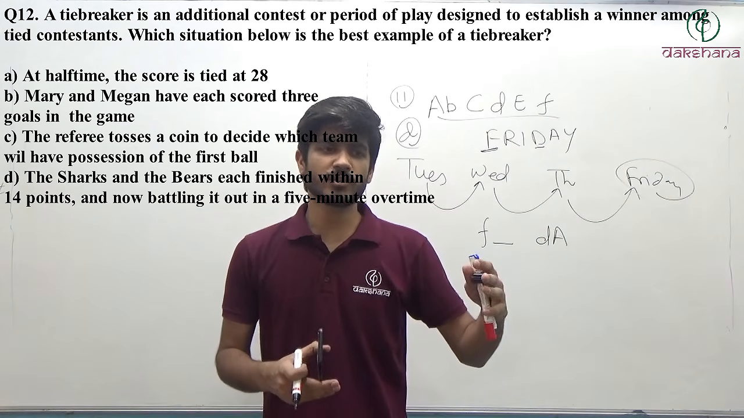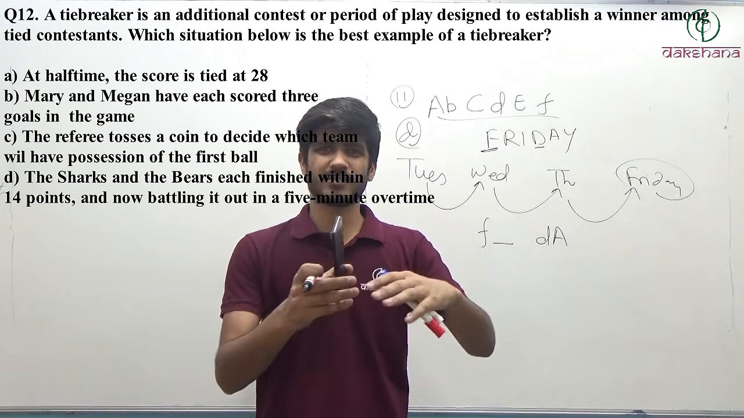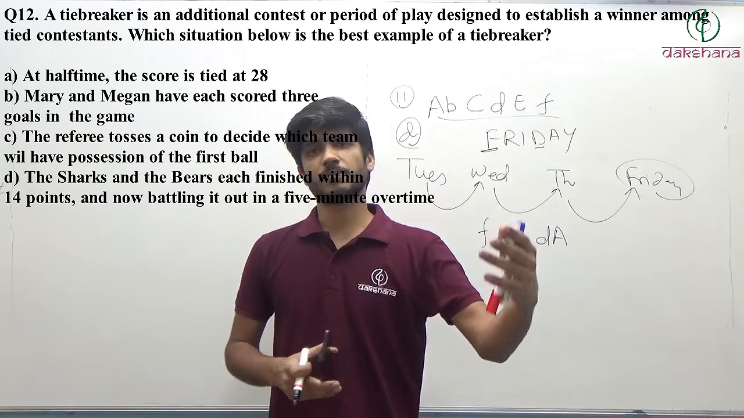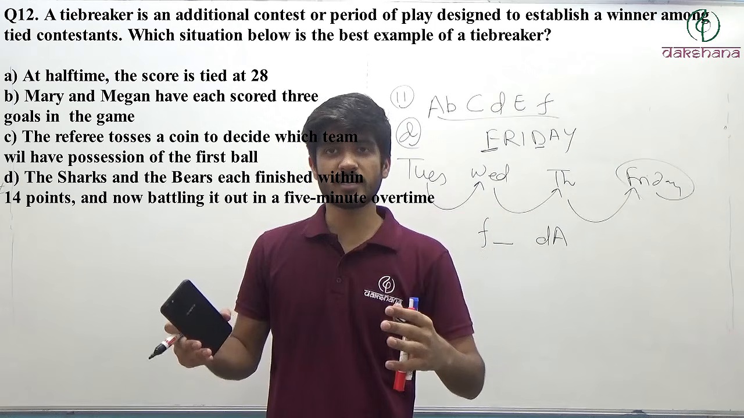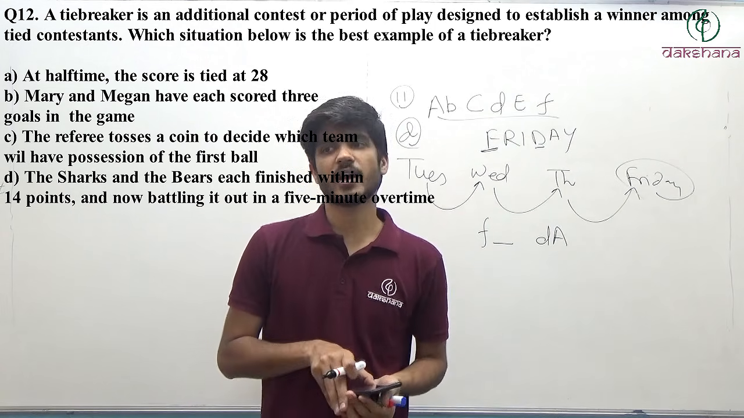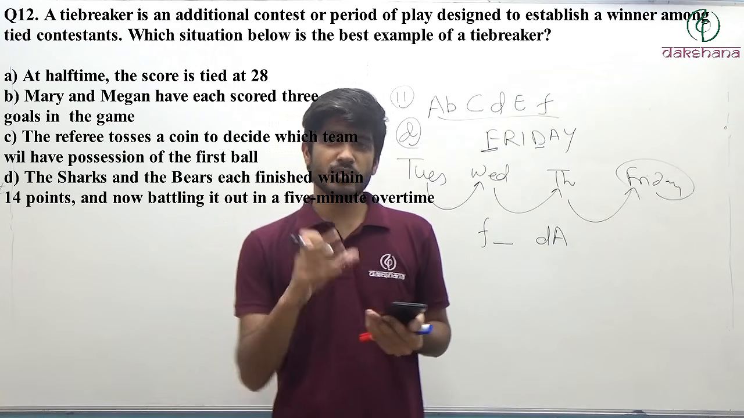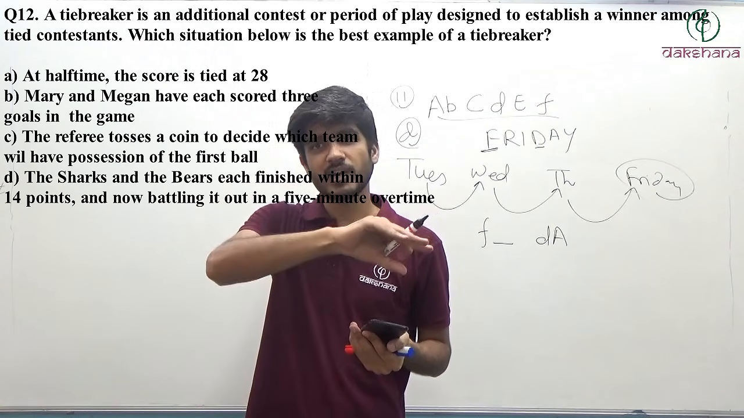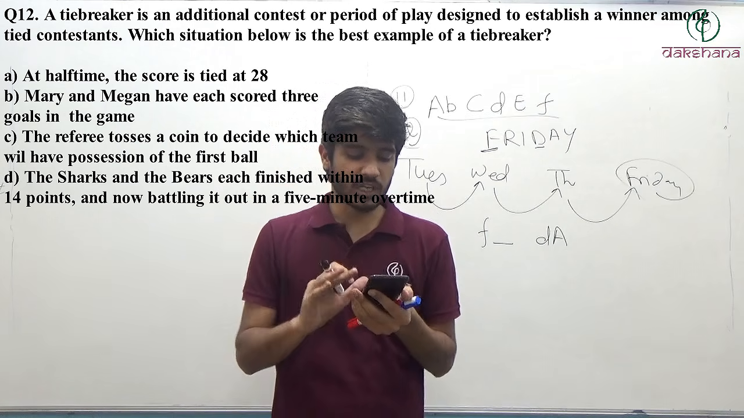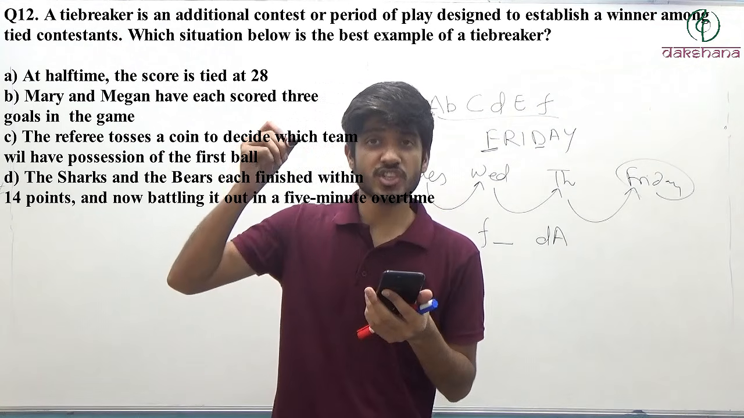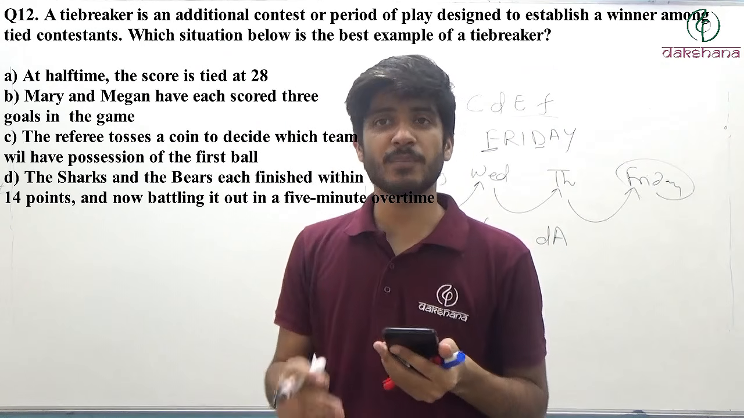So you have like 6 balls. Every team will play the 6 balls. There are different sets of rules, and then whoever makes the most runs is the winner. Again, if the match is tied, one more super over. Okay, that's a whole different story. But you have something to find out the winner if the match is tied. That's what they are talking about. And now they are saying which situation is the best example of a tiebreaker.